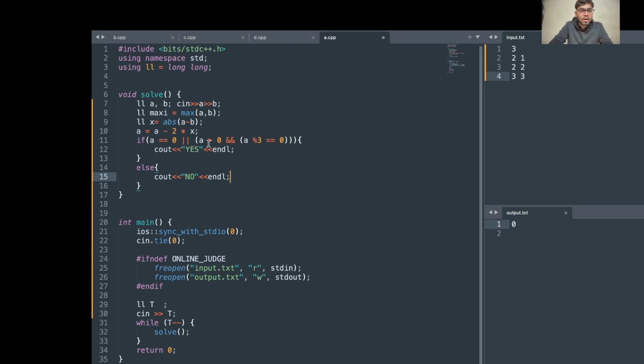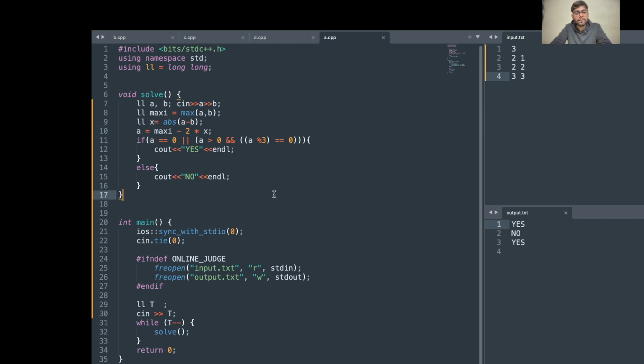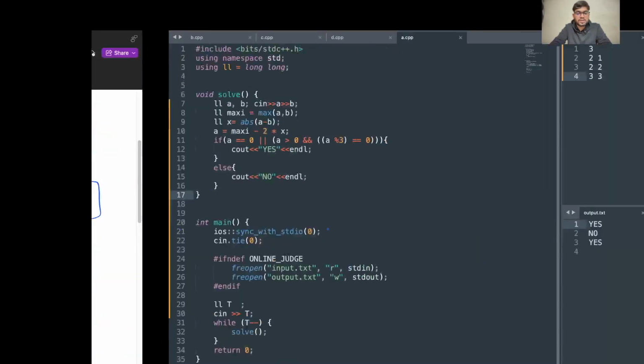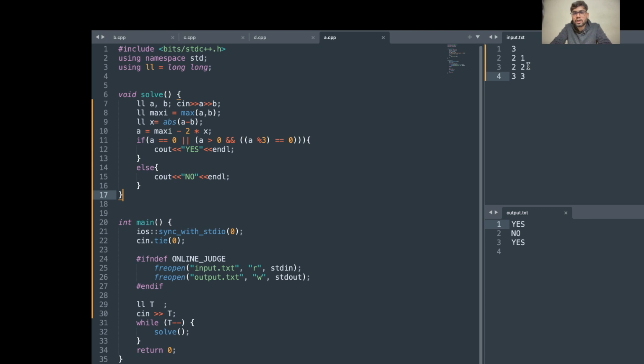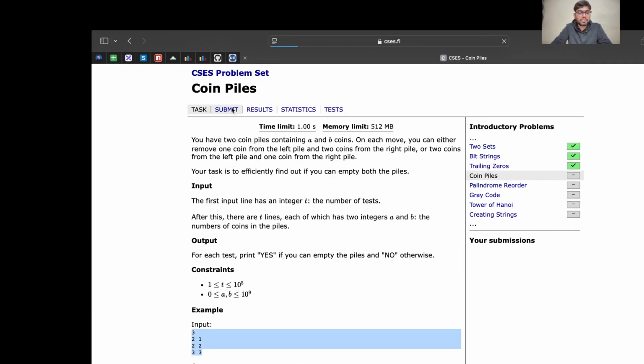Okay, A modular 3. So let's try to run our code, and there is a warning over here that my A became maxi over here. So the output is yes, no, yes, this is working very fine. And if I am taking another input, that is 1 comma 1, that would become no. So my code is working fine. So let's try to submit this code.